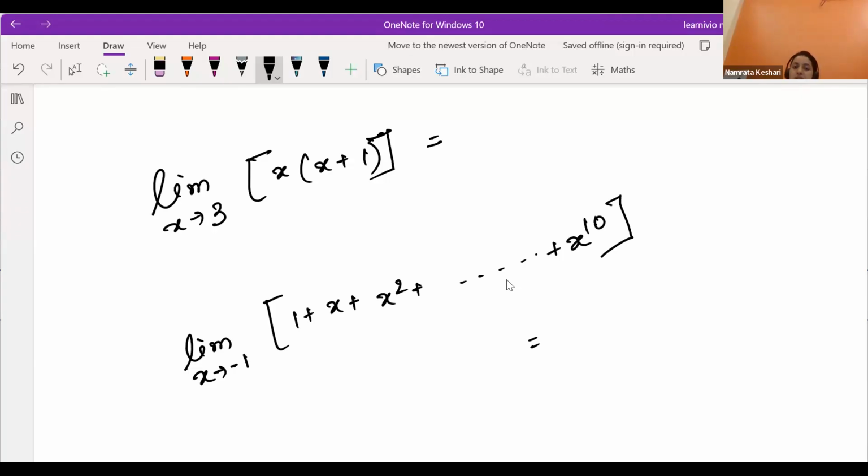Yes, if x is approaching 3, then which value will y approach? The second one, please tell me, Ali and Alina. 12. Yes, it will be 12. And the next one, when x is approaching minus 1, then y will approach which number? 1.